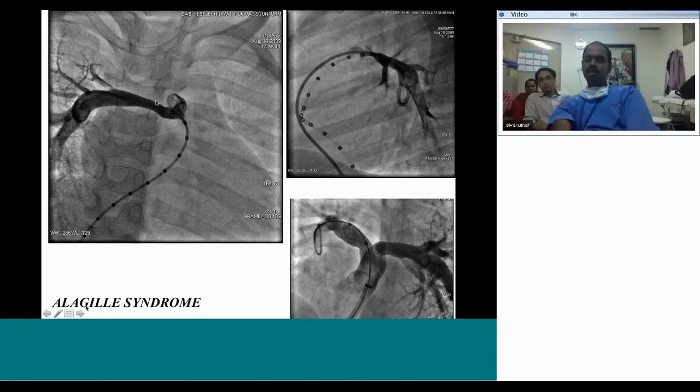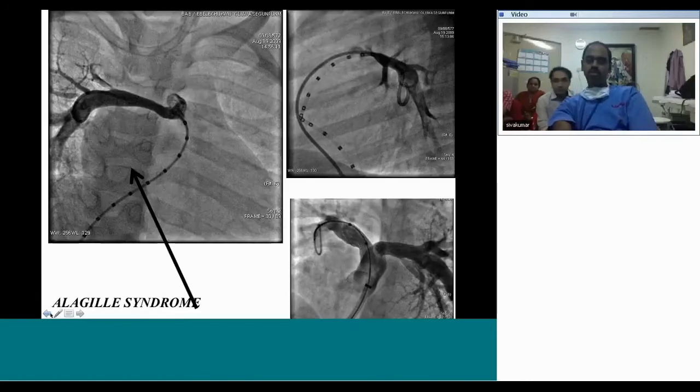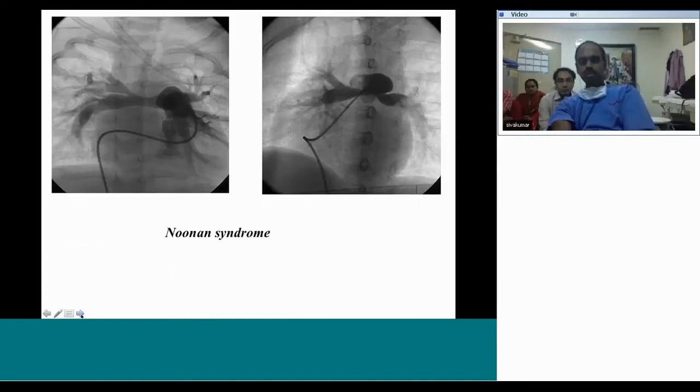So this is an example of a patient who is having a diffuse long segment RPA stenosis and a focal LPA origin stenosis. Both of them have been stented. It is also written here Alagille syndrome. How do you know that it's Alagille syndrome? If you carefully see, there's a butterfly vertebra here. You see here also there is a butterfly vertebra. Those two, you see there's a separation here. So this is a patient with Alagille syndrome.